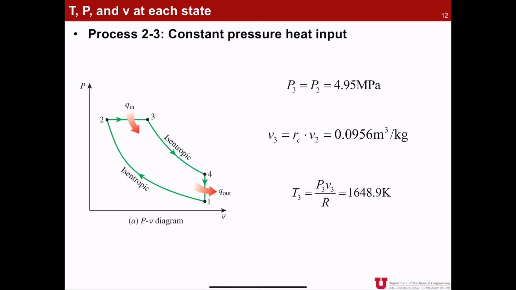Now, let's move on to the second process, which is the constant pressure heat input process. Because we are talking about constant pressure, we know that pressure should be constant. So that is what we have. And how about V3? The specific volume at 3 can be calculated from the cutoff ratio. Because we already know V2, we can calculate V3, which is given by this equation. And again, by knowing P3 and V3, we can calculate T3 using the ideal gas law.